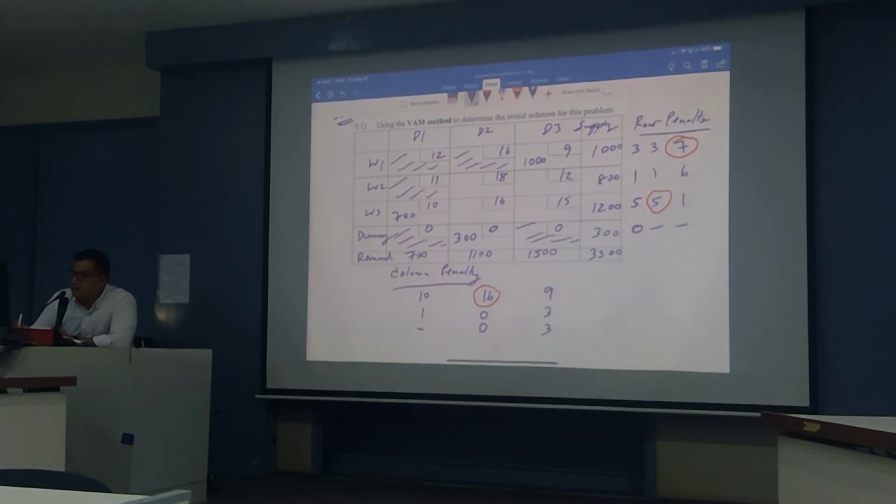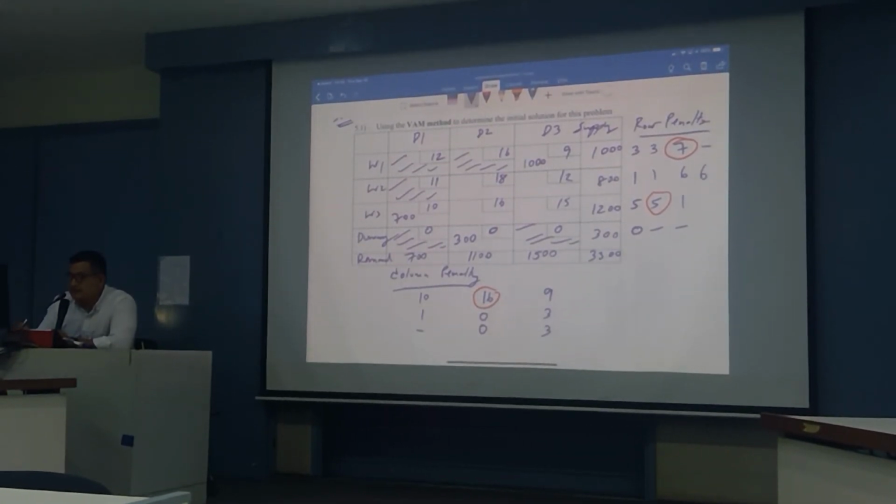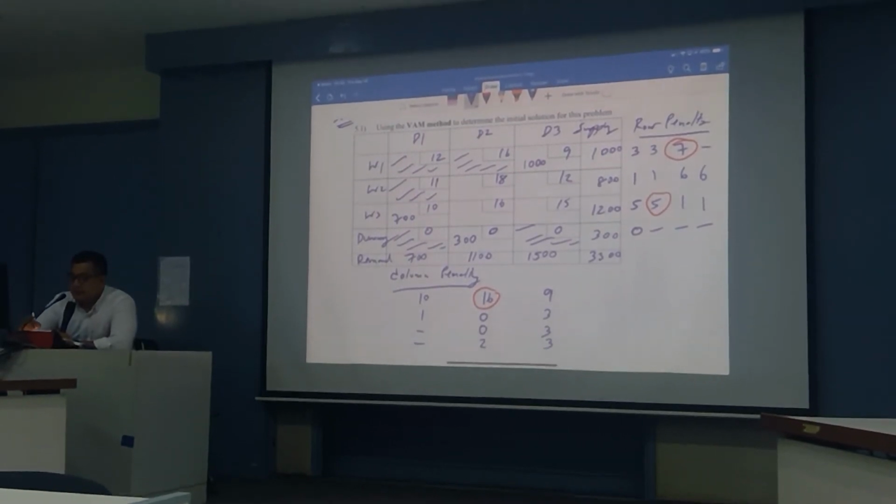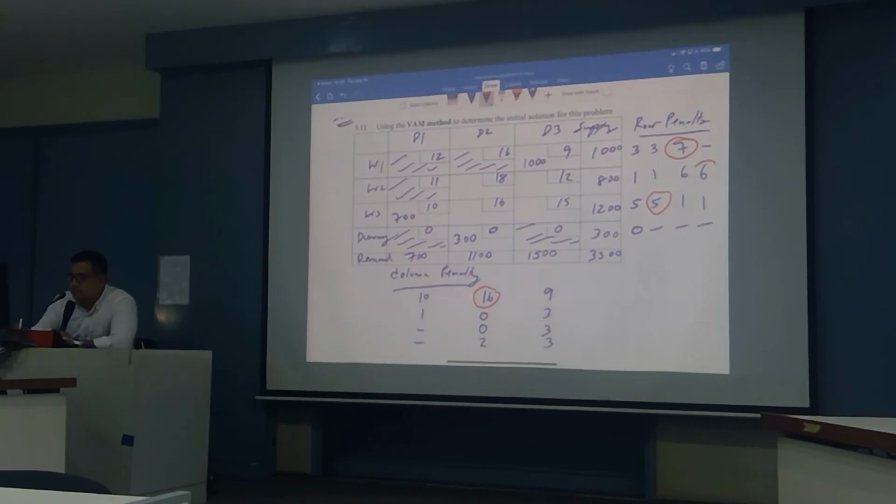First row, we don't have penalty. Second row, still 12 and 18, difference is 6. Third row, 15 and 16, difference is 1. Fourth row we don't have it. First column we don't have it. Second column is 16 and 18, difference is 2. Third column 12 and 15, difference is 3. So then for the fourth round, the highest penalty is 6 at the second row.